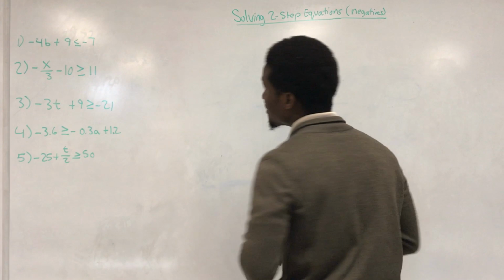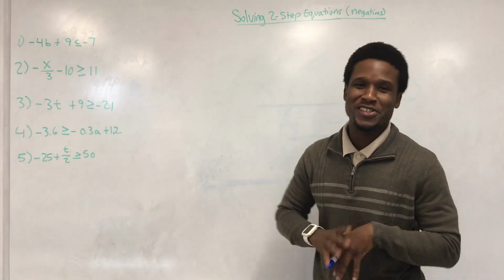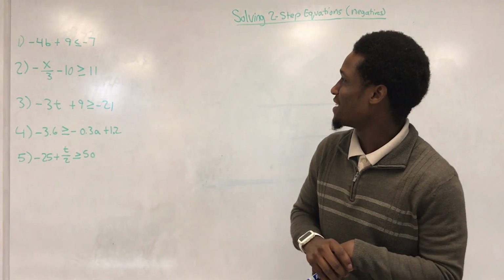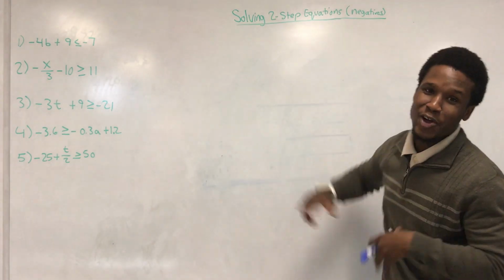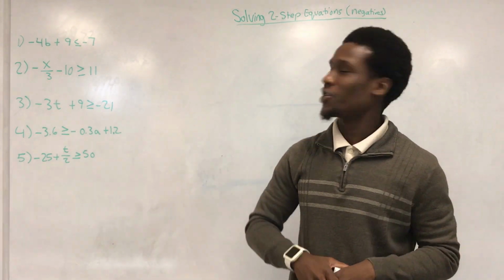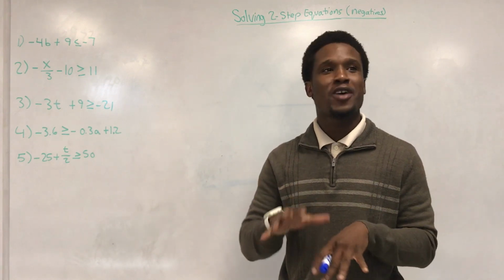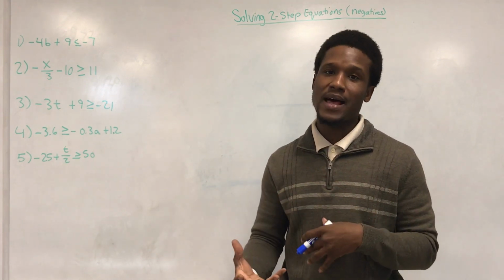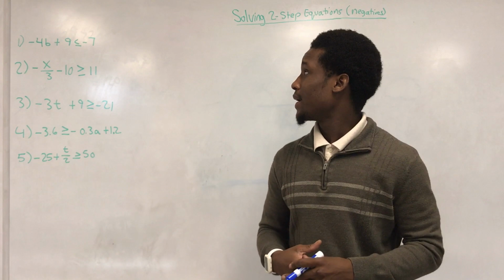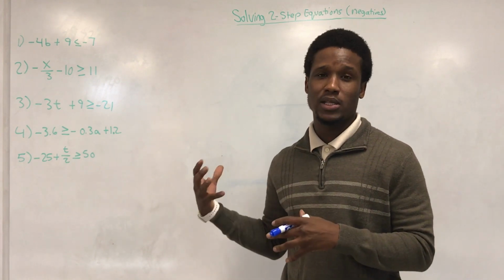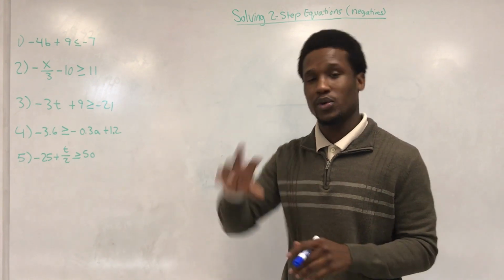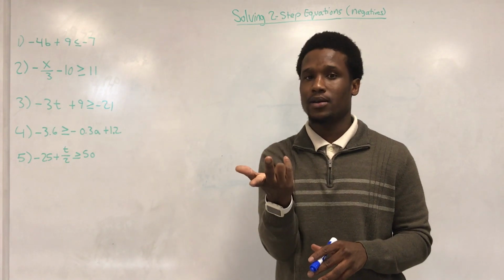Okay, so in life with all these rules, there's usually exceptions, and negatives are an exception for inequalities. With negative signs, if you're multiplying or dividing by a negative number and you're doing it with an inequality, there's a special rule you have to follow, which is just flipping the sign, okay?